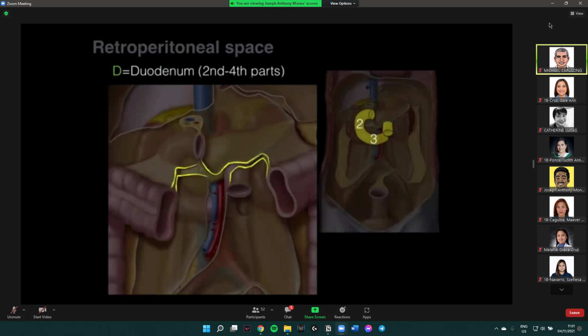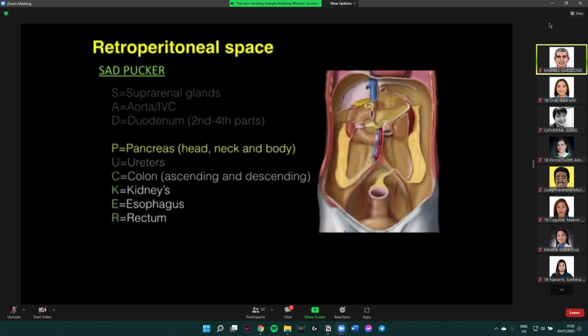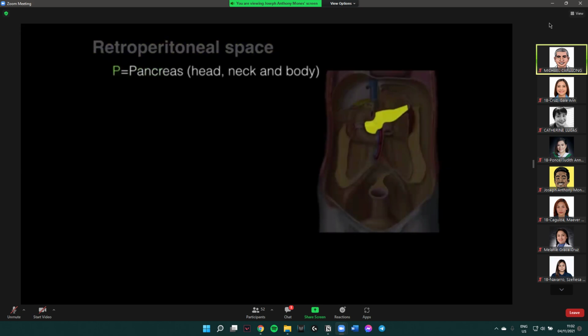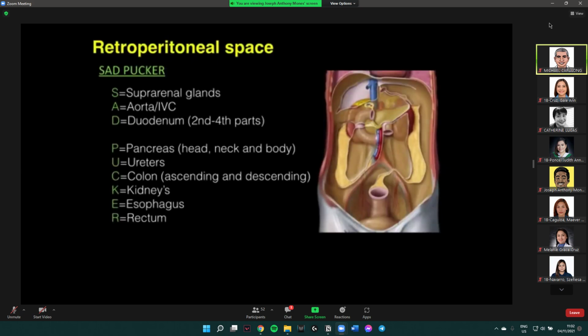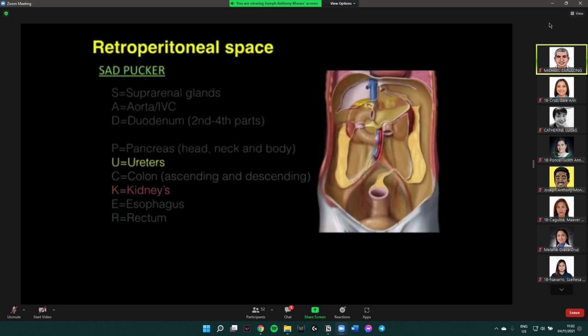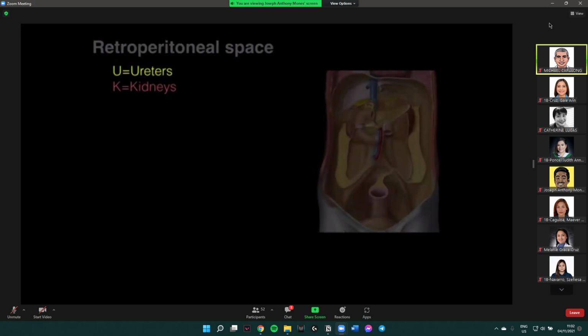And then we also see here this transverse mesocolon. So you can see this part of the duodenum is behind both the root of the mesentery and the transverse mesocolon, meaning they're retroperitoneal. Next, we've got the pancreas, the head, neck, and body. There's the pancreas. So the head, neck, and body are all retroperitoneal, but the tail, the very tip of the tail that touches the spleen, is considered intraperitoneal. All right, next we've got the ureters, and I'm going to put the kidneys together since they all go together.